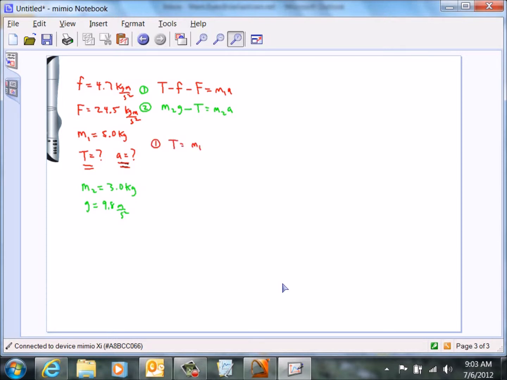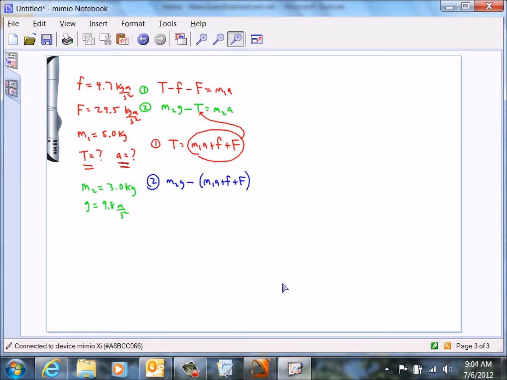In other words, in equation 1, remember we had solved for t, and we got t is equal to m1a plus little f plus big F. And that works fine as long as you take that value and substitute it into the other equation. You can't substitute it back into the same equation. You've got to substitute it back into the other equation. If you do that, equation 2 then becomes m2g minus t, where t is m1a plus little f plus big F, equals m2a.